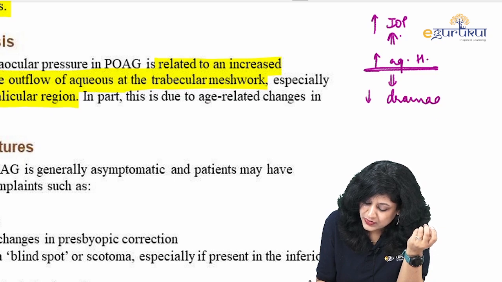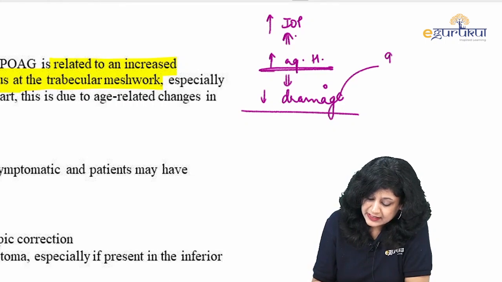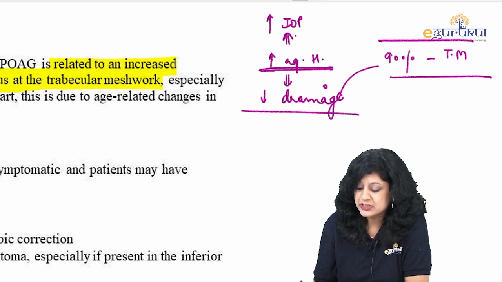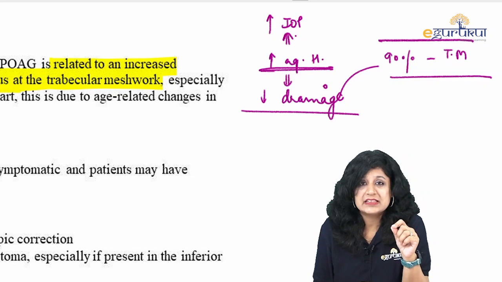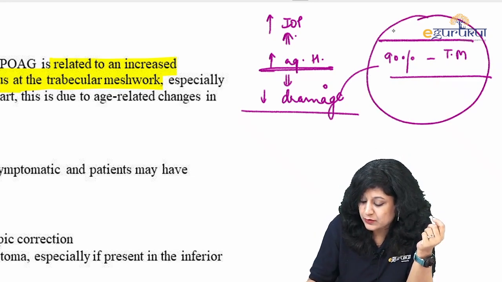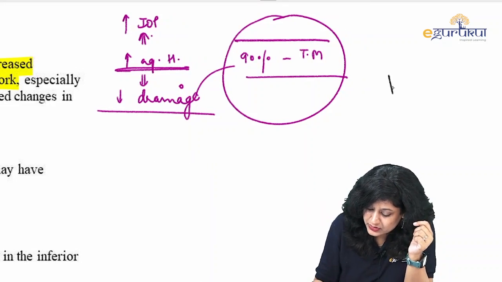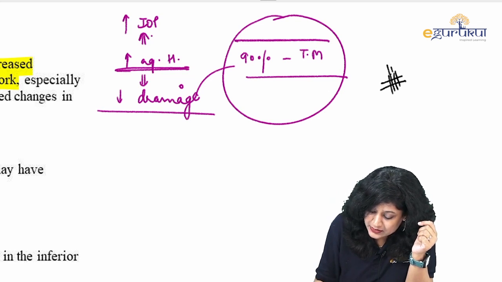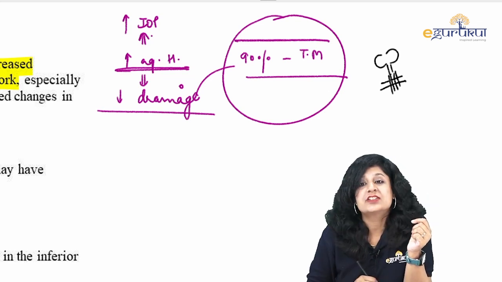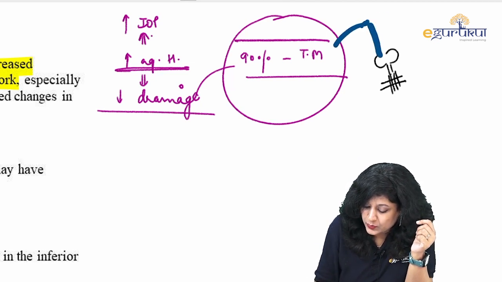Whenever I have less drainage of this aqueous humor, I will have glaucoma, and you know that 90% of this drainage is taking place through the trabecular meshwork. 90% is through this trabecular meshwork. So that is why the most common cause of glaucoma is when I have resistance at the level of trabecular meshwork. Now if you look at the pathway from this trabecular meshwork, which is present at the angle of the anterior chamber, where is it going? It is going to an oval canal which is called Schlemm's canal. From there it is going to the aqueous vein, and from there it is going to the episcleral vein.